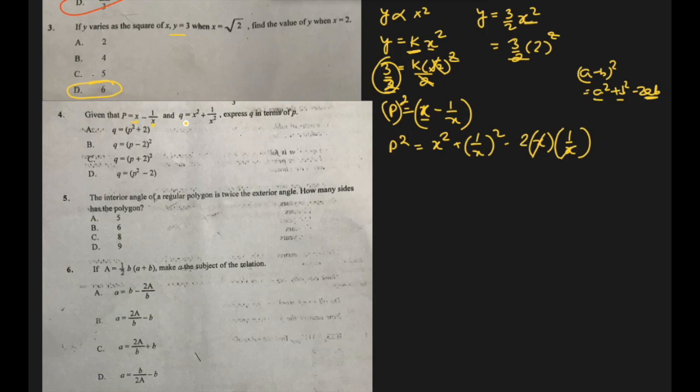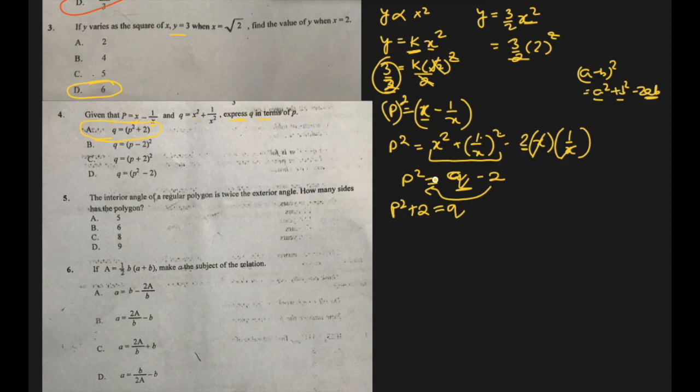They're saying Q is this, so this is Q, isn't it? Look here, x square plus 1 over x square. 1 square is 1, x square is 1 over x square, so this is Q. So P square equals Q minus 2. 2 is the only one left here, right? So what are they saying? Express Q in terms of P. That means this Q has to be alone. So P square plus 2 equals Q. Yeah, plus 2 goes there. P square plus 2.